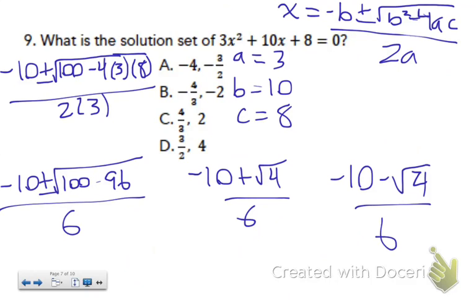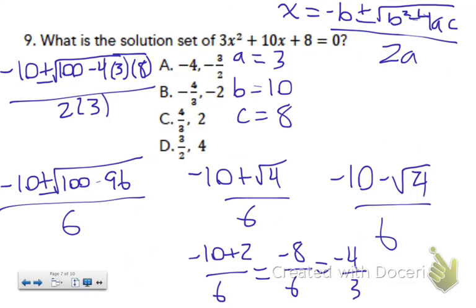Well, the square root of 4 is 2, so negative 10 plus 2 over 6, which equals negative 8 over 6, which equals negative 4/3. Okay, so then I kind of already know it's b, but then negative 10 minus 2 is negative 12 over 6, which equals negative 2. So I know it has to be b.